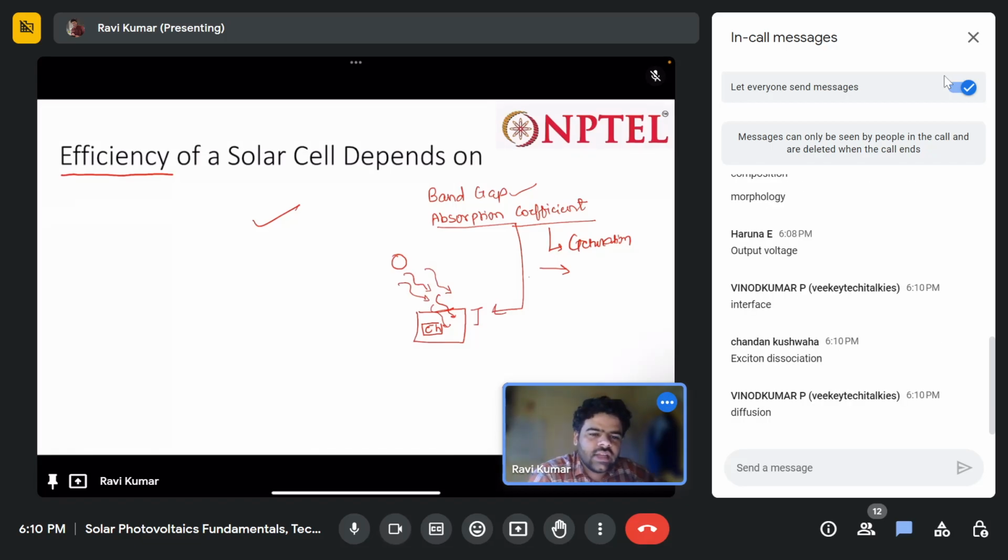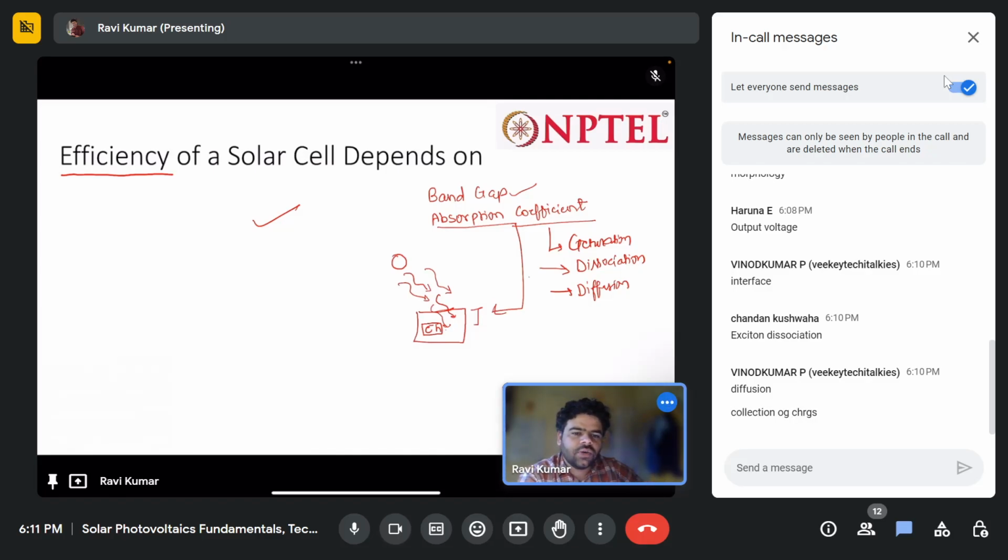Yes, Chandan, you are right. Then after Chandan, Vinod, you are also right. So the second thing should be dissociation, and the third thing should be diffusion, we can say. Just understand this. This is the charge carriers being generated. Now, as Chandan said, there should be exciton dissociation. Yes, Vinod, you are right. Dissociation means they will separate, so there will be an electron and there will be a hole.